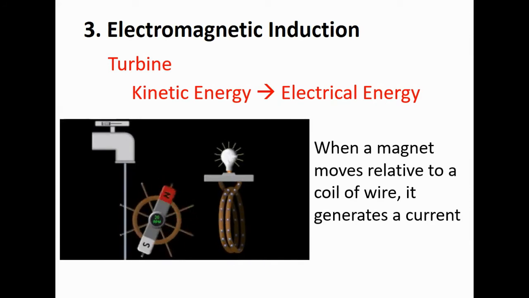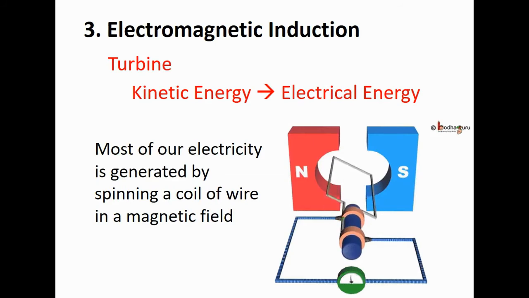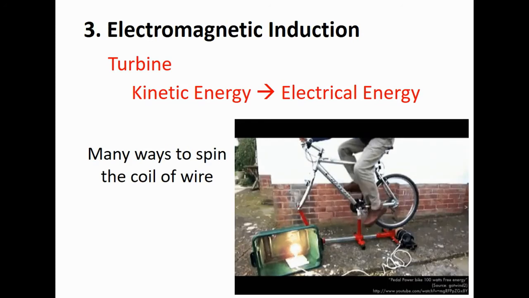It turns out that whenever a magnet is moved relative to a coil of wire, a current is generated in that coil of wire. This can be done by either rotating a magnet, like you see here, or by rotating the wire in a magnetic field. Most of the electricity that we use is generated by some sort of spinning coil of wire. It turns out there are a lot of different ways to spin that coil of wire.